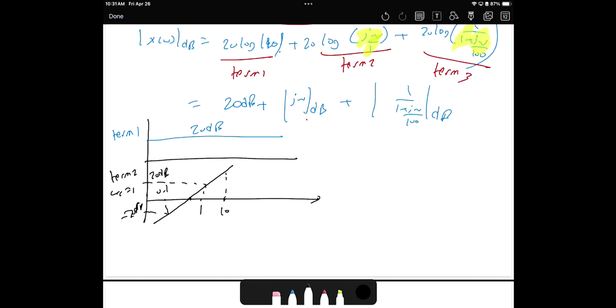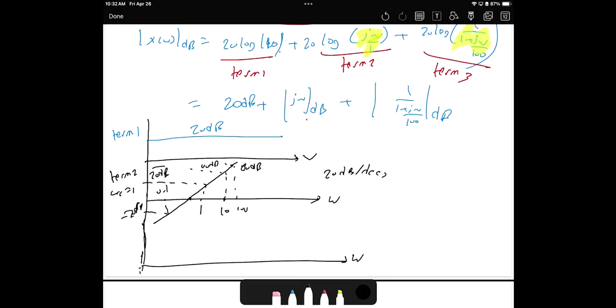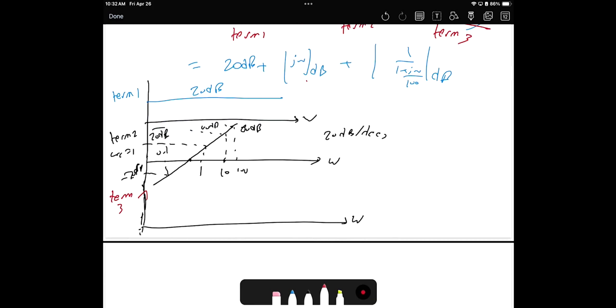At 10, 40 dB. At 100, 60 dB. Okay? So that's increasing, it is 20 dB per decade. How about the third term? All of them here are omega. Term 3: the cutoff frequency is 100. Before 100, it is 0. After 100, it will be with a slope of negative 20 dB.